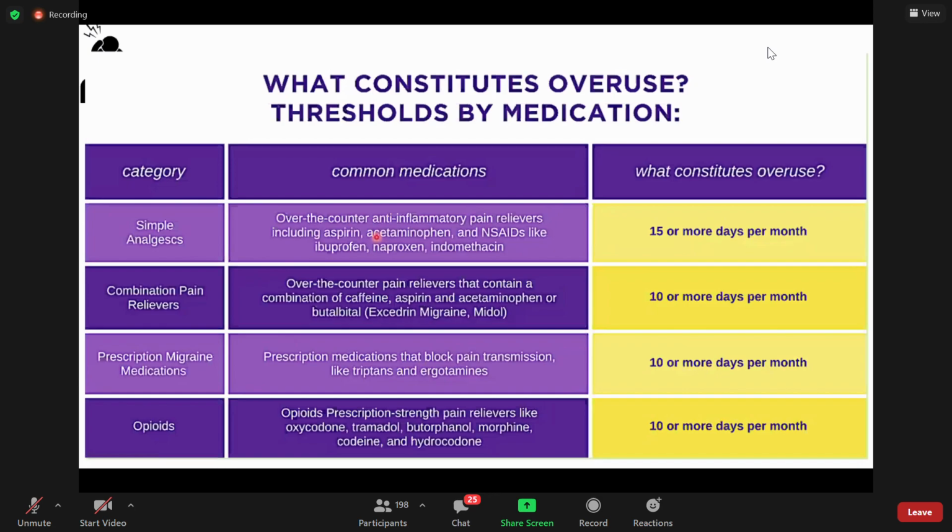How do we define the threshold by medication? About simple analgesics, if the person uses a simple analgesic 15 or more days per month. Combination pain medication, there are some combinations like Tylenol Extra that has caffeine in it and so on, if they use them 10 or more days per month. Prescription migraine medications such as sumatriptan, rizatriptan, 10 or more days per month, that's overuse. Or patients who use opioids, and opioids include Solpadine, which contains codeine. If they use them 10 or more days per month, that's an overuse.